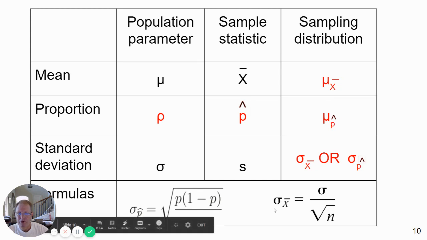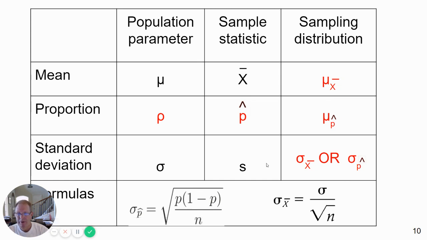Now, I've given you two new formulas. The formulas are on the bottom. There's the formula for the standard deviation of p hat and the formula for the standard deviation of x bars.